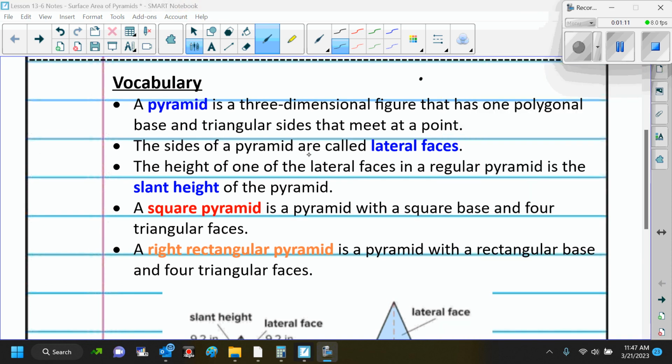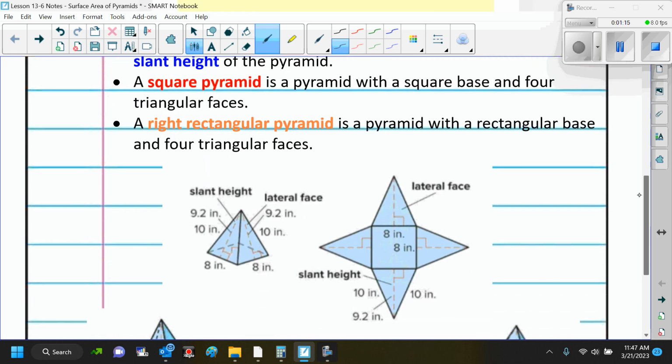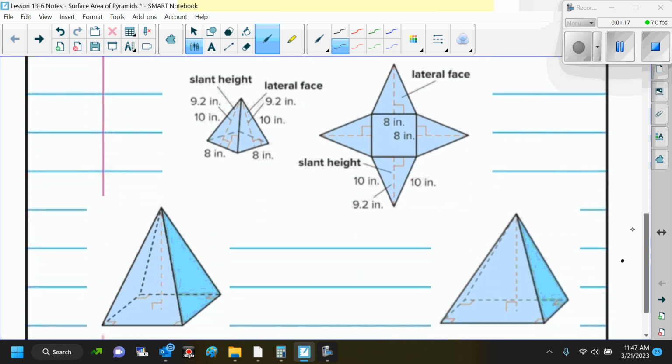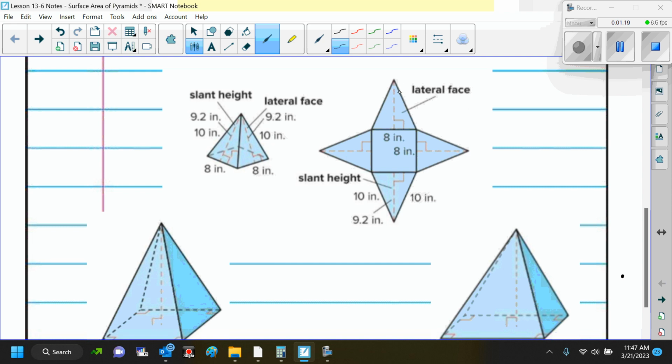Now the sides of the pyramid are called lateral faces. So going back to our picture, here's a lateral face. This is a lateral face, lateral face. Those are all the sides of the pyramid, the triangular sides. Those are called lateral faces.